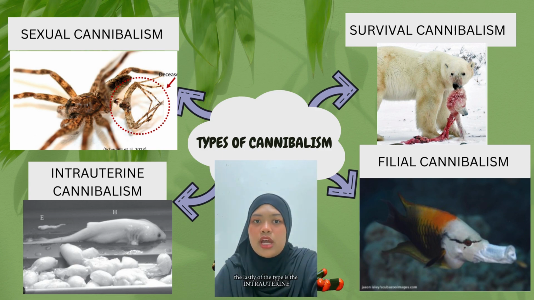Lastly, the final type is intrauterine cannibalism. Sand tiger shark eggs develop and hatch inside their mother's oviducts at different times. When the hatchlings run out of yolk from their own egg, they eat the other eggs and hatchlings until one baby shark from each oviduct remains.